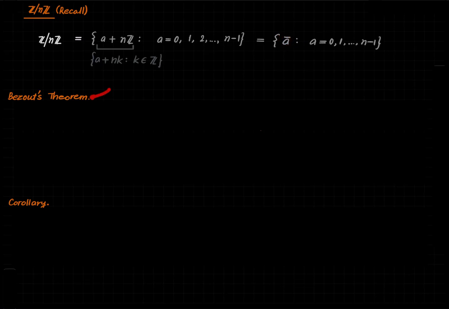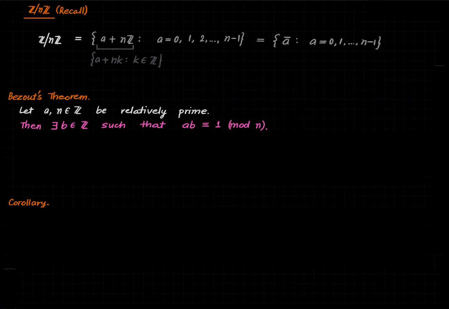Okay, let us recall Bezout's theorem, which you must know from number theory. So what does it say? It says that if a and n are integers which are relatively prime, then there is an integer b such that, well, here I must say that n is non-zero. So n is a non-zero integer and a and n are relatively prime integers. Then there exists an integer b such that this congruence holds. Right? This is Bezout's theorem.